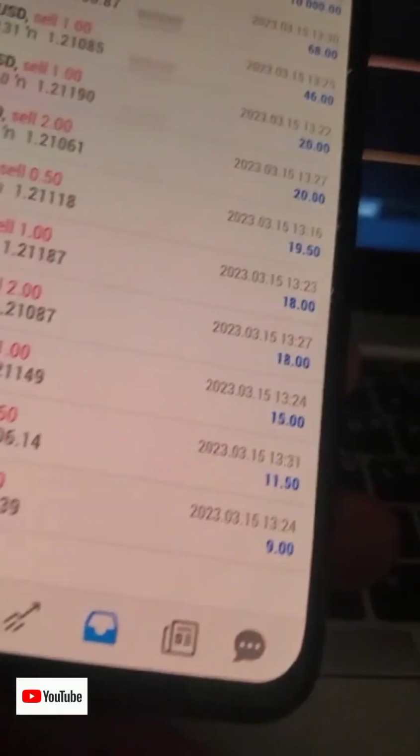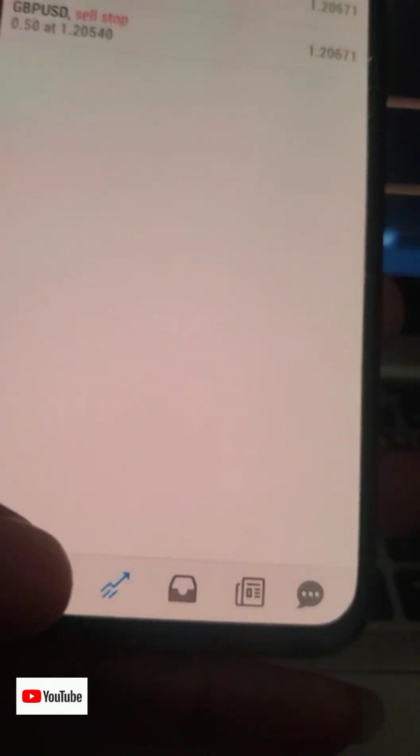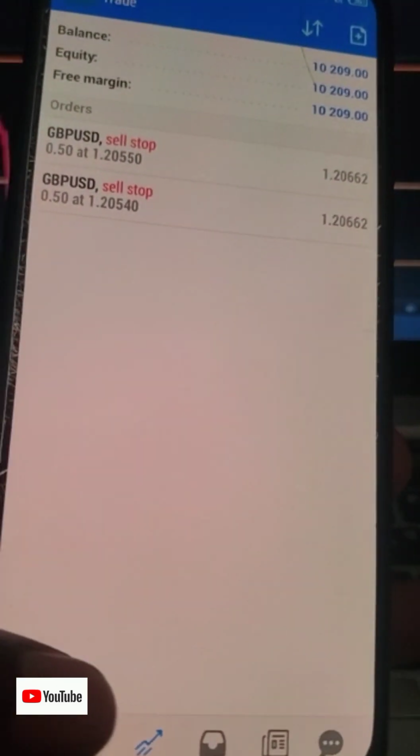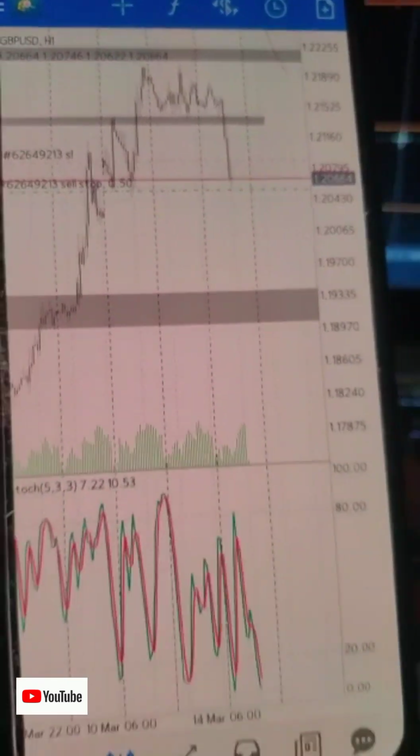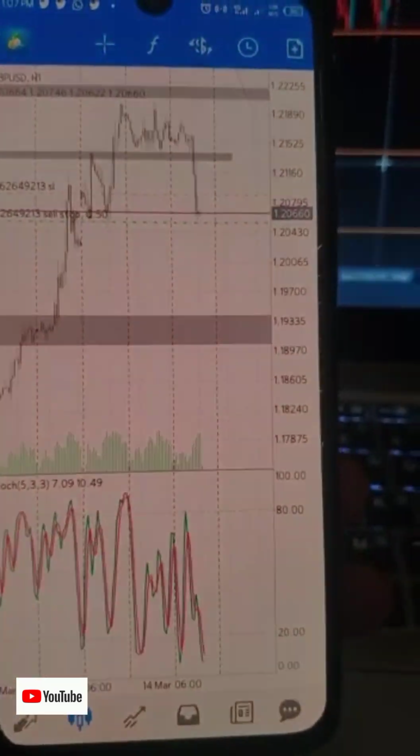On my phone, on my charts, I've set the trade. This is the trade. I've set a sell stop, a sell order there. So look at the trade. Once it's triggered, we're gonna swim in profits.